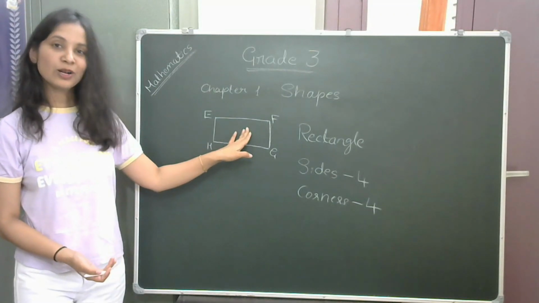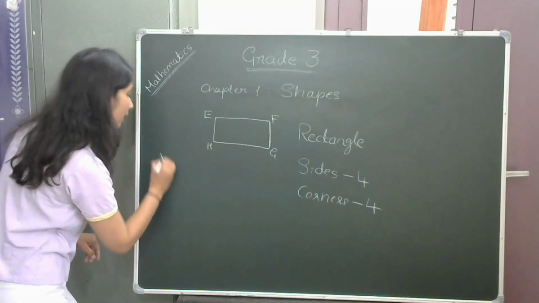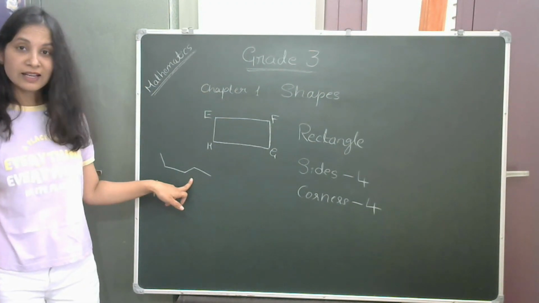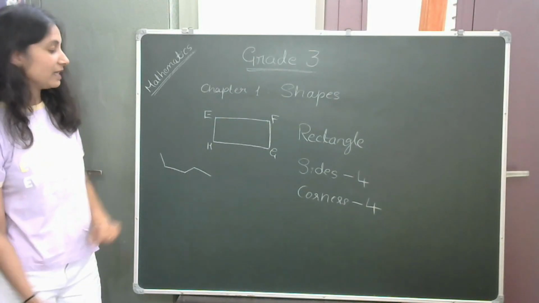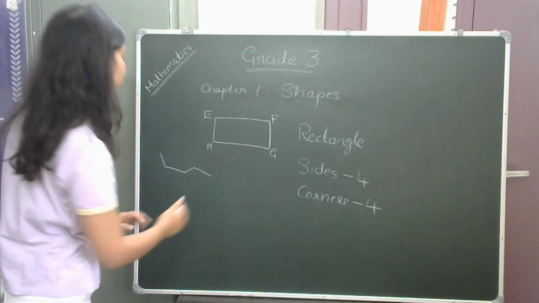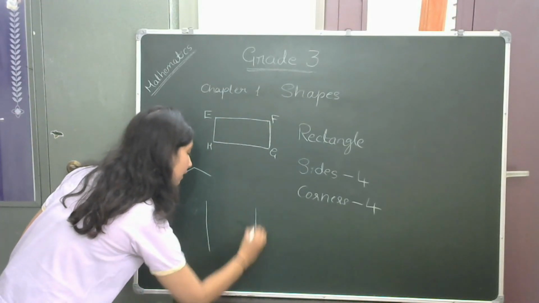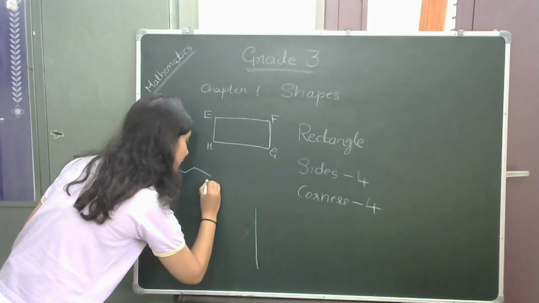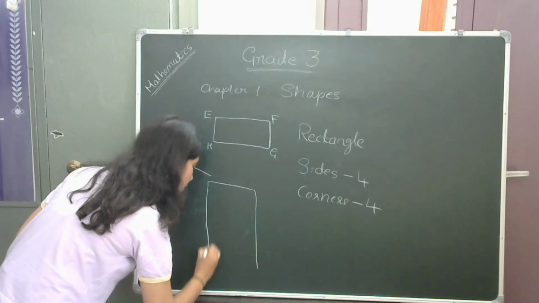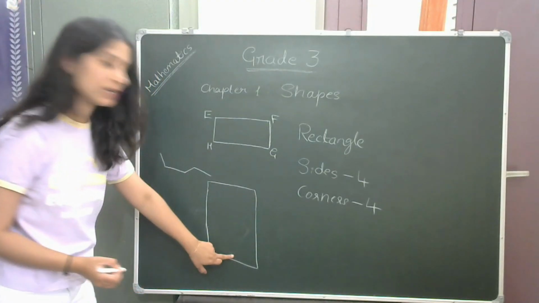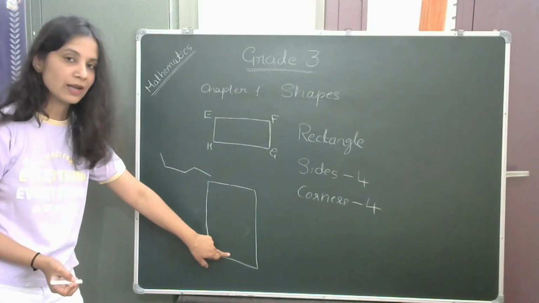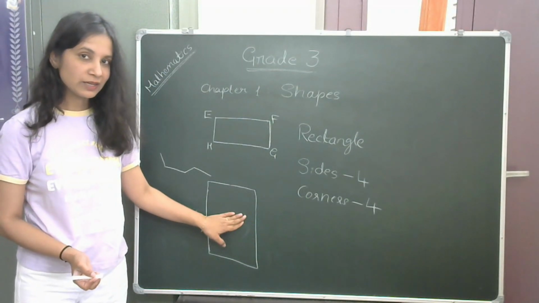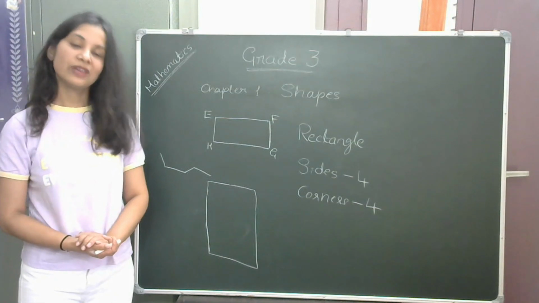It is also a closed figure, right? Can I draw like this? 1, 2, 3, 4. Is it a rectangle? No. Yes. Now how are you going to draw? Tell me. 2 longer sides I am taking in this way. Okay. And 2 shorter sides in opposite direction. These 2 short lines and these 2 long lines make a closed figure, and here it is a rectangle.